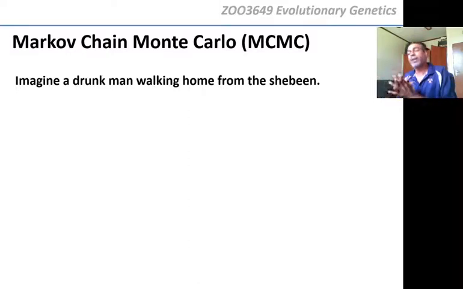So I always say, and this is why this lecture is really popular with every class, the Markov chain works like a drunk man as he's walking home from the Shebeen. Imagine the Markov chain is trying to find the maximum likelihood tree. How does it do that? Finding that tree is like the drunk man finding his home. So let's see what that drunk man will do.